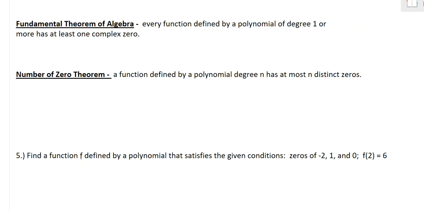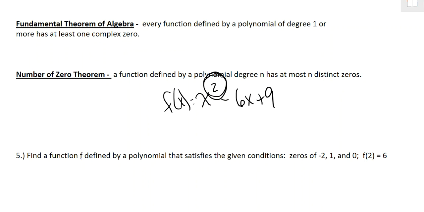The second theorem says number of zero theorem. It says a function defined by a polynomial of degree n has at most n distinct zeros. So an example of this is that if I have something like x squared minus 6x plus 9, because the degree of this is 2, that means it will have at most 2 zeros. But that doesn't mean it has to have 2. It says at most.